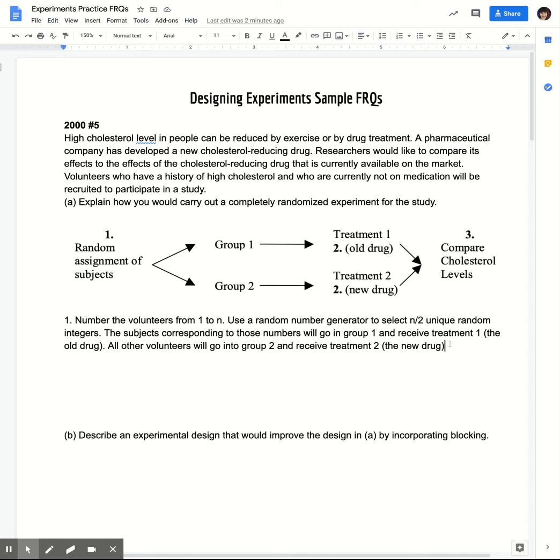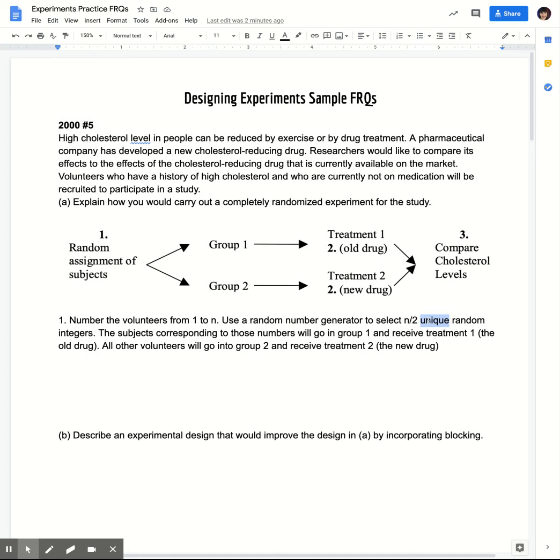Okay, so what I wrote for you here is the general description for really just about any question like this that you can use that will work. Number your volunteers from 1 to n, n being the sample size. Use a random number generator to select n divided by 2, so that's like half. So that many unique random integers, right? Unique is a very key word here because it indicates that we're not going to select someone twice, okay?